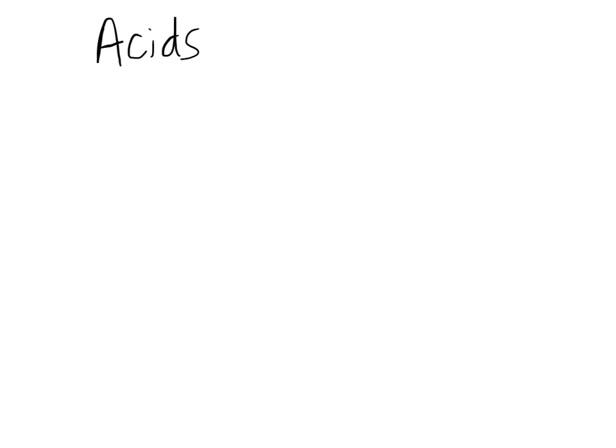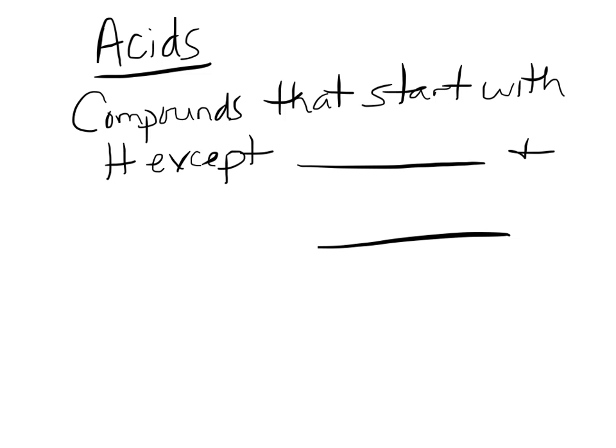Acids are formulas that start with hydrogen, so you're going to see that every time we have an acid, it begins with hydrogen. Now, there are two very important exceptions, and these two exceptions are things that you're already familiar with. One is water. The other one is H2O2, and you probably have this in a brown bottle in your medicine cabinet at home. That's hydrogen peroxide. So those two do not have acidic properties, but they do start with hydrogen.